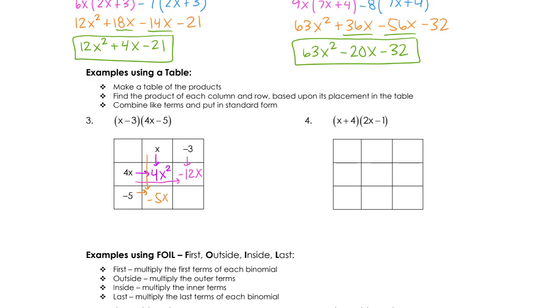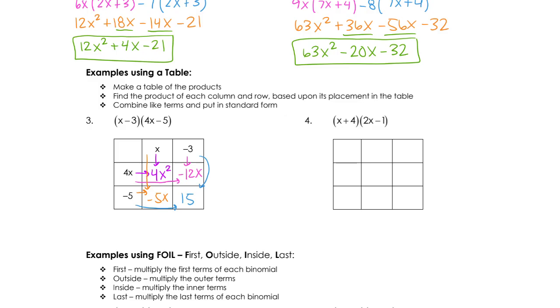And then last but not least, we have a negative 3 times a negative 5 would give me a positive 15. Now, I know the arrows are maybe a little messy here, but we still have to combine like terms. We still have to make sure our answer is in standard form.